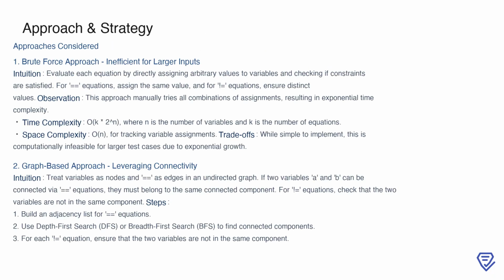To solve the satisfiability of equality equations problem, we considered 3 main approaches. The first is the brute force approach, which involves directly assigning arbitrary values to variables and checking if the given constraints are satisfied. For equations with equal sign, we assign the same value to both variables, while for not equal to sign equations, we ensure distinct values. Although this method is simple to implement, it comes with a major drawback: the time complexity grows exponentially with the number of variables, making it computationally infeasible for large input sizes.